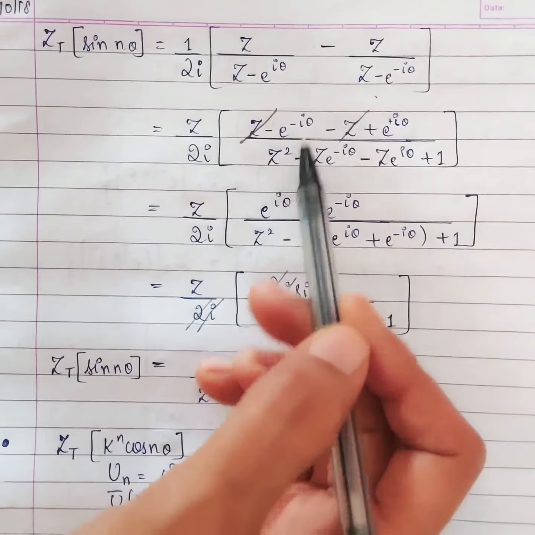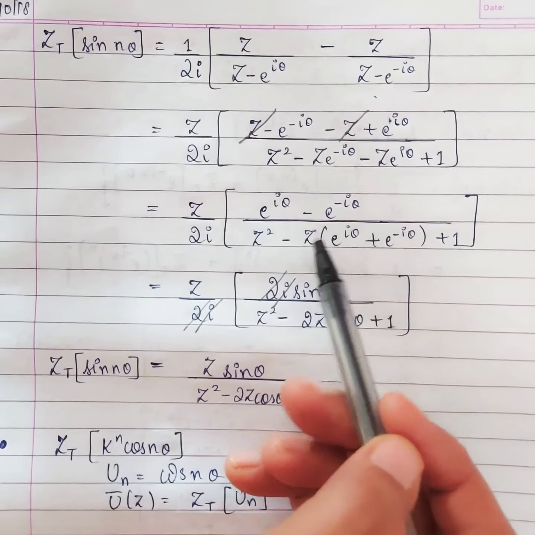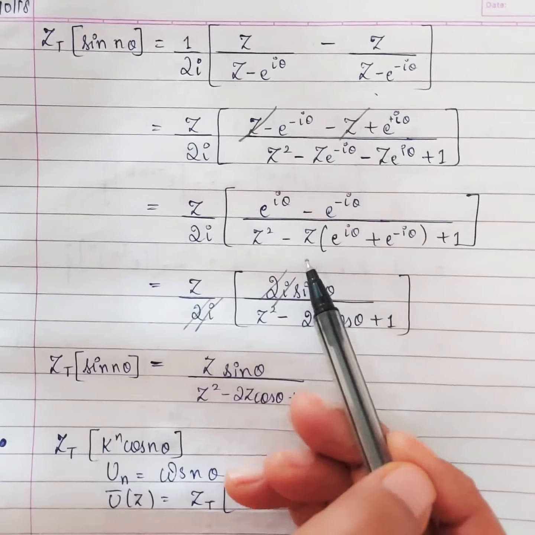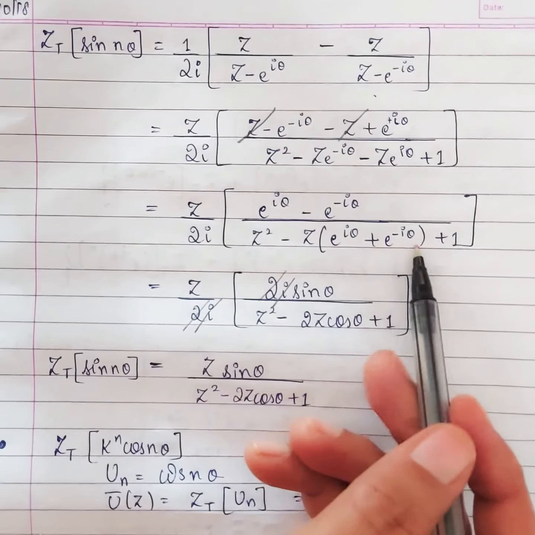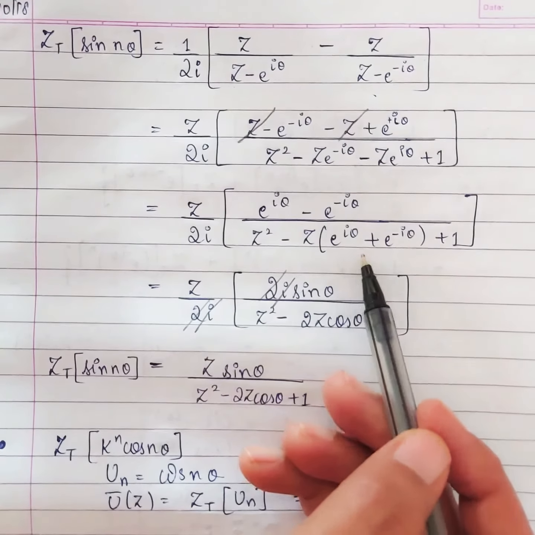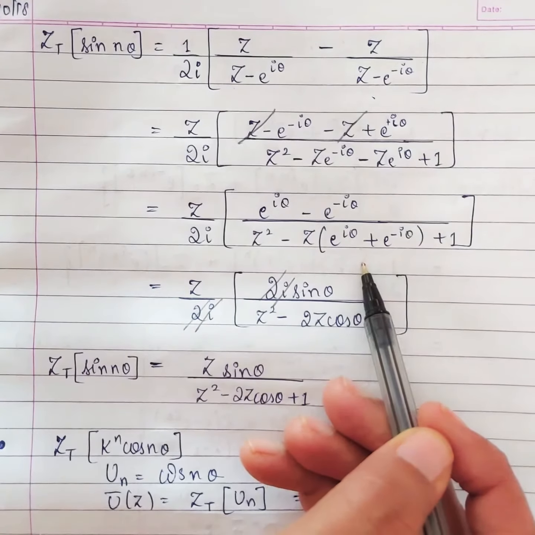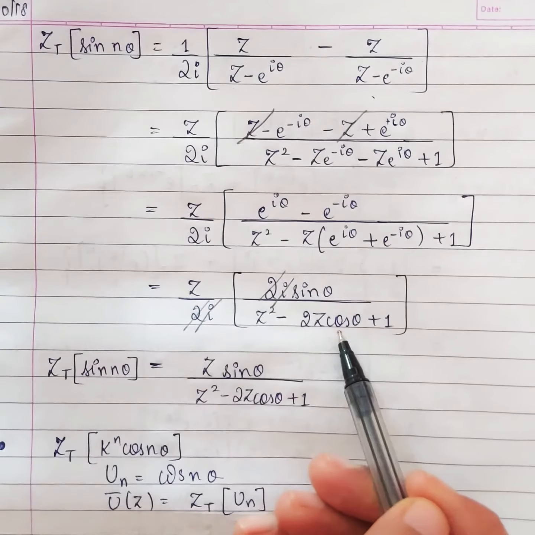And in the numerator z and z will get cancelled. I have e power i theta minus e power minus i theta, and in the denominator z square minus z, I have taken common from these two terms, e power i theta plus e power minus i theta, and then the last term e power 0, that is 1. So this is nothing but 2 cos theta, because cos theta is e power i theta plus e power minus i theta by 2. The 2 is missing, so I have written 2 cos theta.